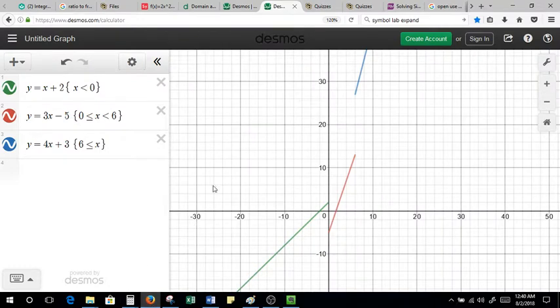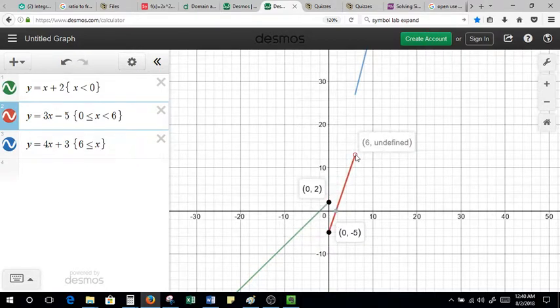I'll show you what this one ends up looking like. But we can see, right? For x being anything less than 0, this is the behavior of this function. And then as soon as we hit 0, we move to the 3x minus 5 function. And again, we move up, and as soon as we get to right before 6, and that's why it says undefined there, because it's less than 6, we're going to jump to the blue function, which is x greater than or equal to 6.